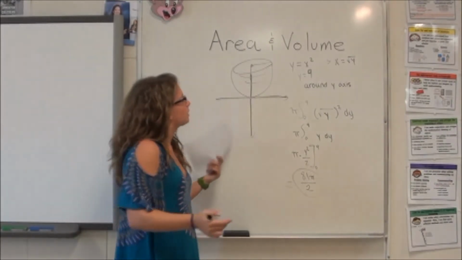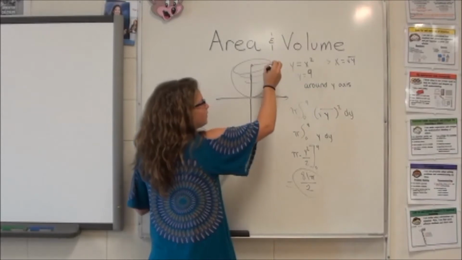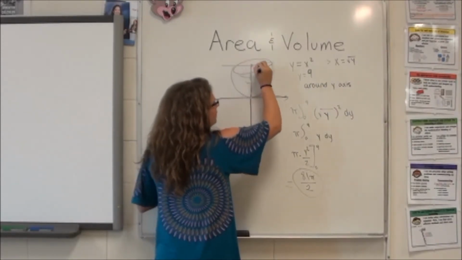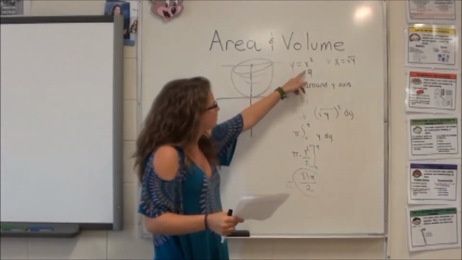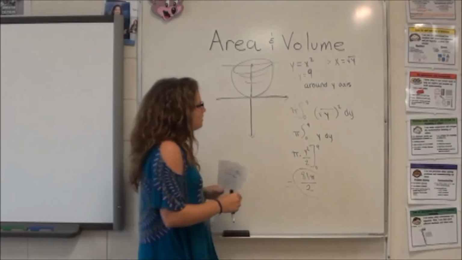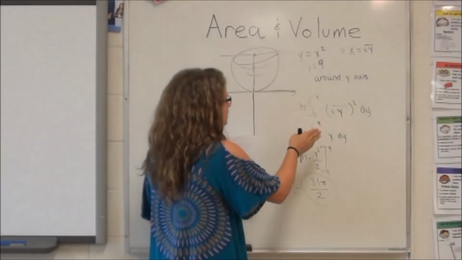And for this example, we're going to be using the parent function y equals x squared, and we're going to be rotating it around the y-axis and stopping it at y equals 9. And to change this function y equals x squared, it's going to be the same thing as x equals square root of y. And to set it up, we're going to have to do the same process for pi r squared, plugging it into the integral.